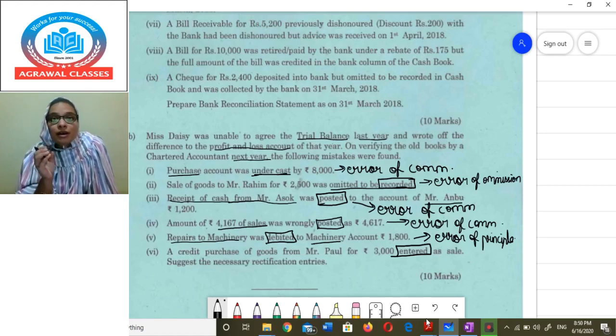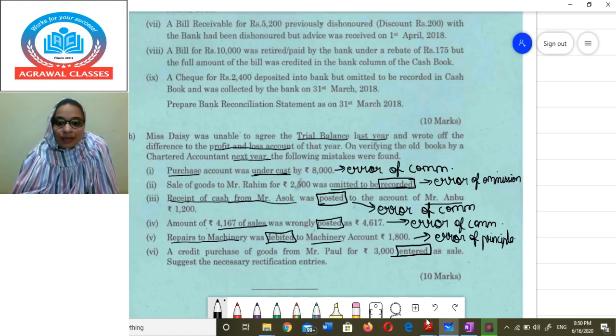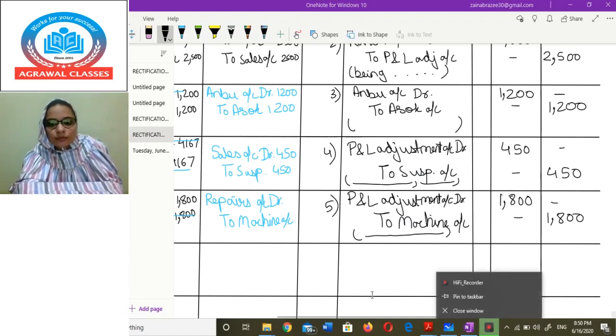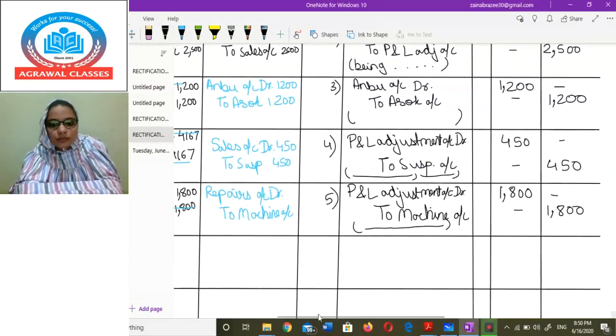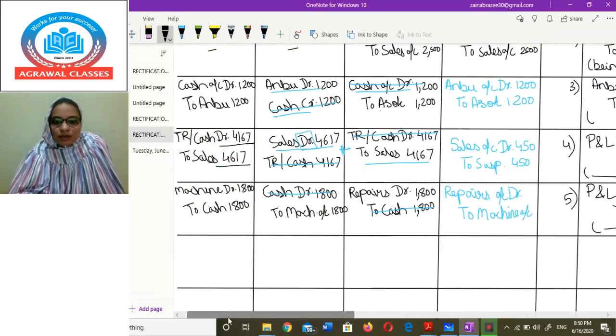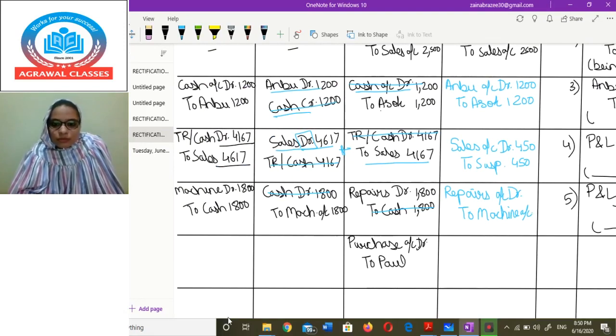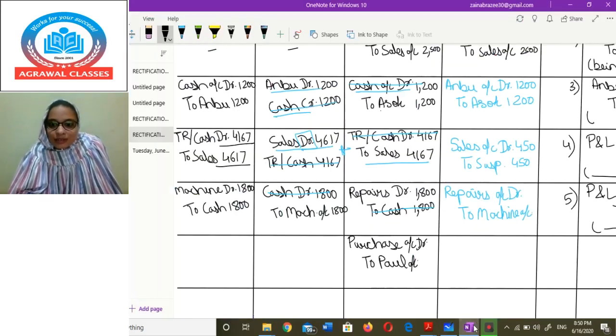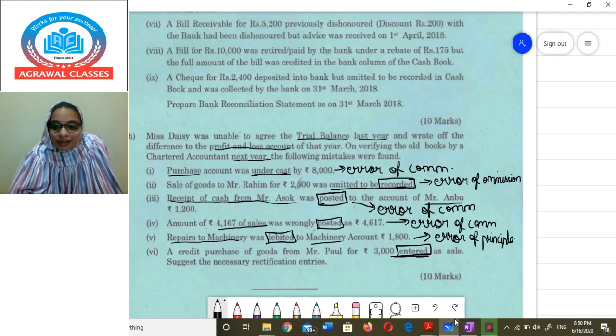Credit purchase of goods from Mr. Paul मतलब हमने purchase credit पे किया है Paul से. तो entry क्या होती है? Credit purchases की entry होती है purchase account debit to Paul account. What was the amount? Amount is 3000. ये होना चाहिए था. 3000, 3000. Okay, and what has happened? It has been entered as sale.